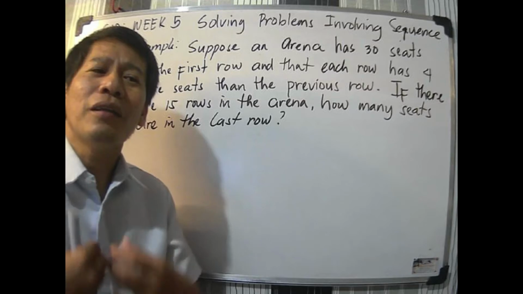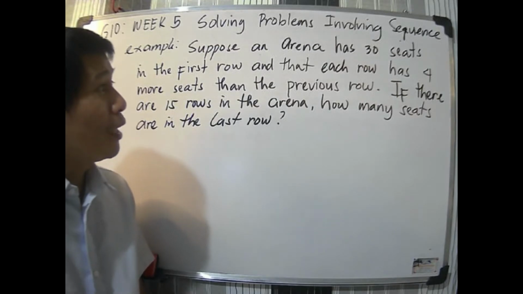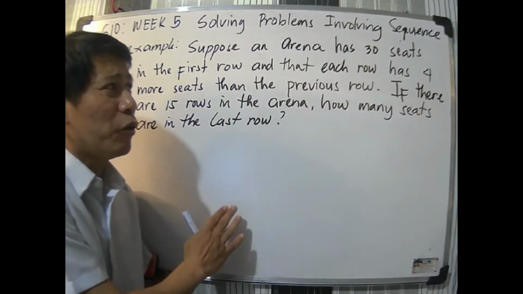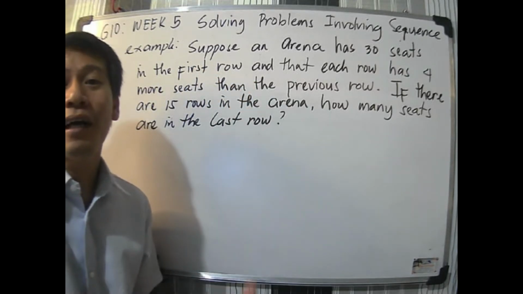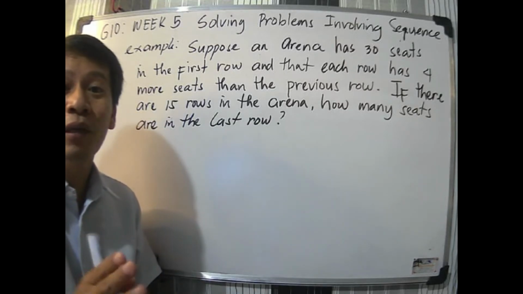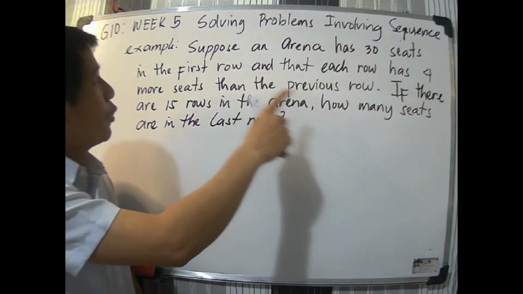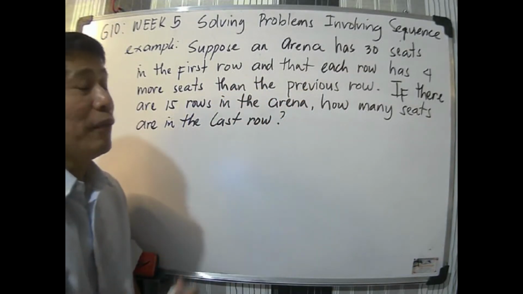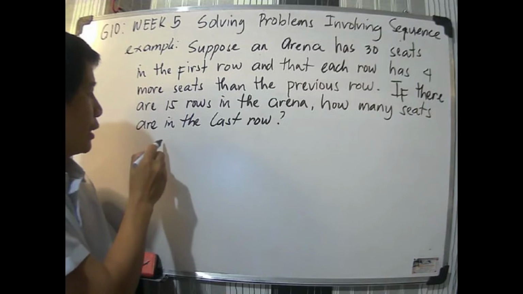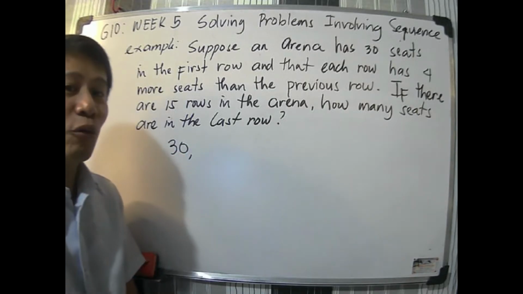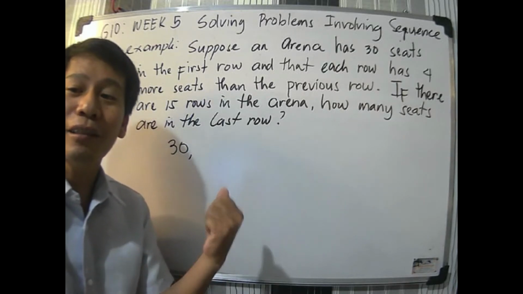Ngayon, anong type ng sequence sa palagay ninyo ang involved dito sa problem situation? Sabi dito, yung arena daw may 30 seats in the first row. Di ba, ang isang arena consists of different rows, right? So, dito sa problem, ang ibinigay na data, yung first row ng arena ay may 30 seats. You can denote that first row as your first term. So, 30. First term agad yan, right? Pero, hindi pa natin alam if this is an arithmetic or geometric.